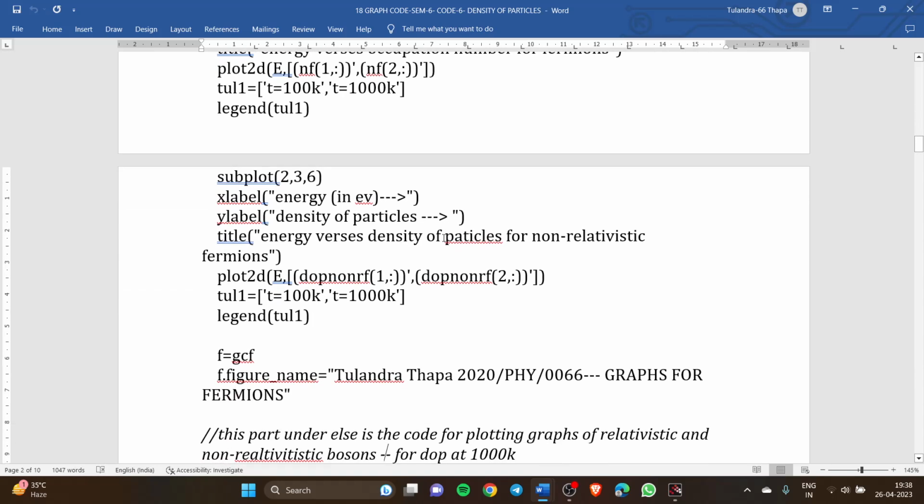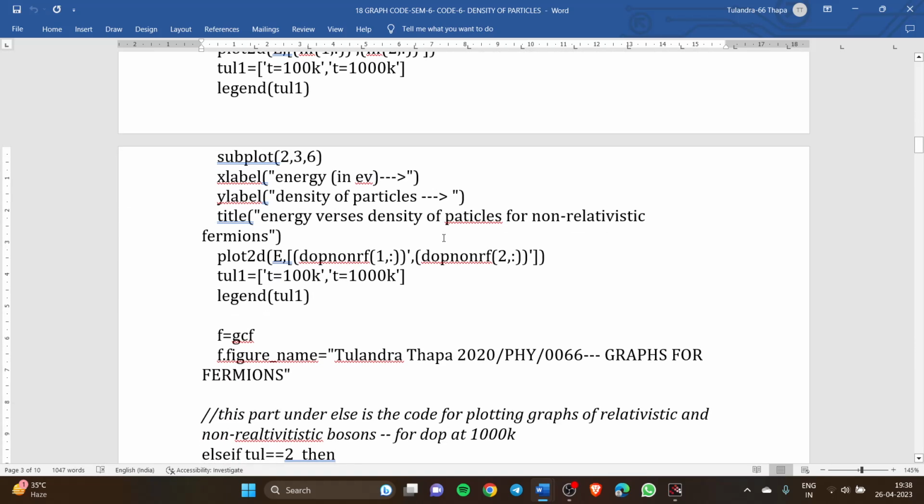So we have to write this code 3 times and plot them for 3 different cases, and hence different graphs are formed, because this term was not happening in the bosons. You can see I have written it for the bosons. This is because the ranges are different.